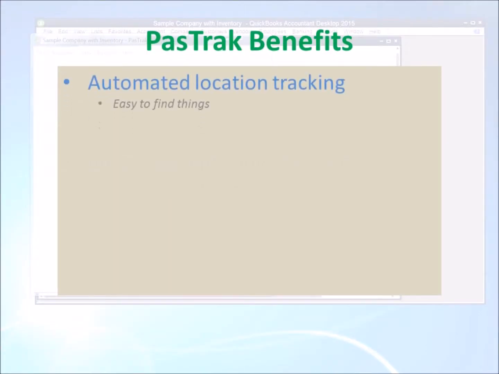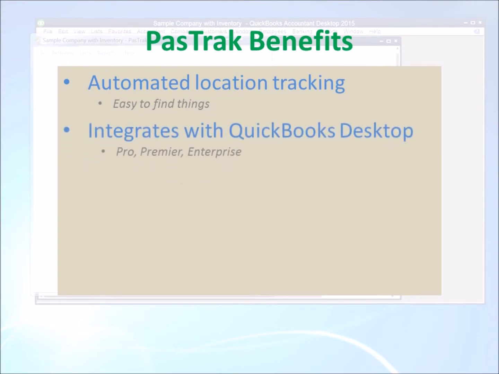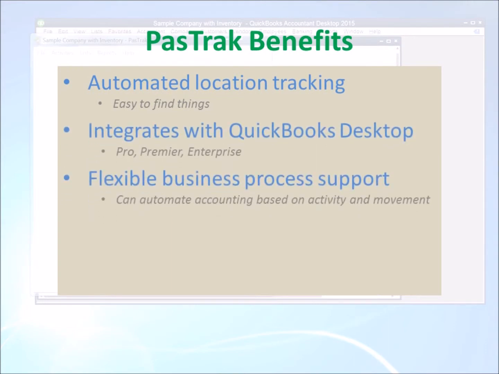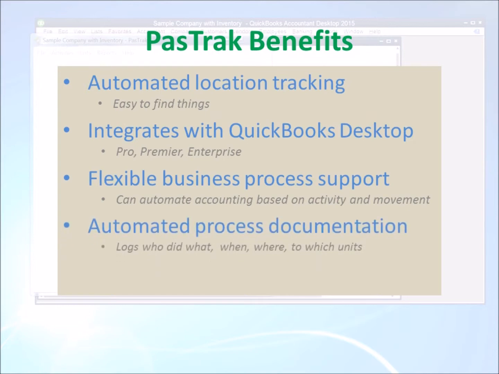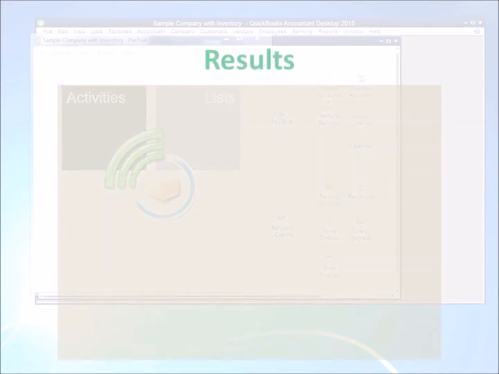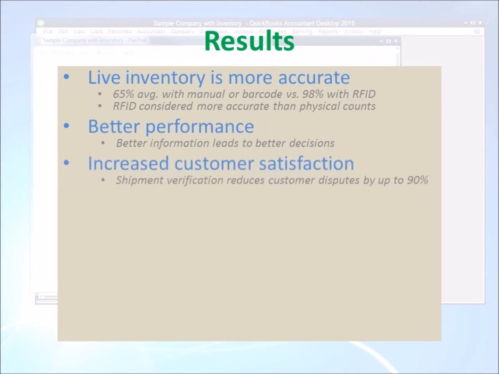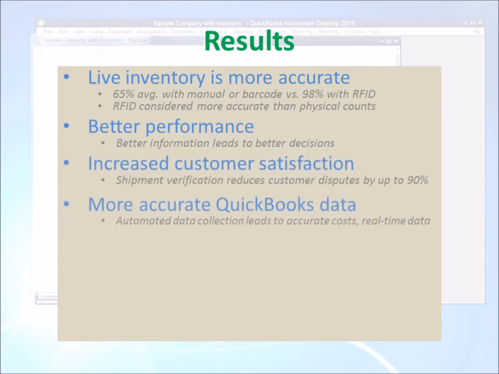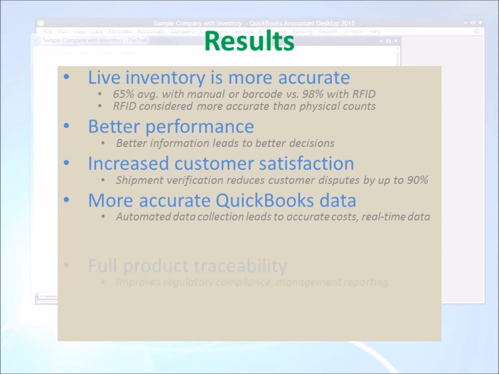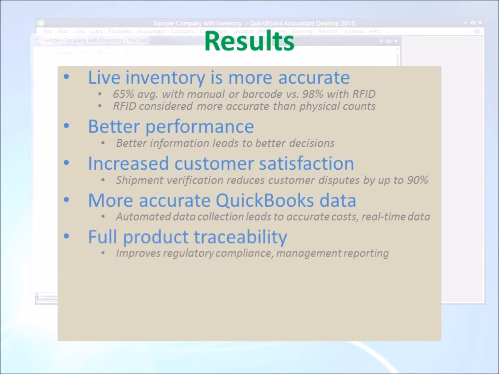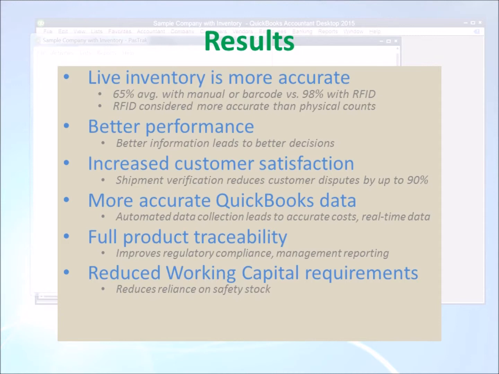Benefits include automated location tracking. It integrates with QuickBooks Desktop, flexible business process support, automated process documentation, and real-time inventory. The results are that live inventory is more accurate. You achieve better performance. There's increased customer satisfaction, more accurate QuickBooks data, full product traceability, reduced working capital requirements, and a fast ROI.